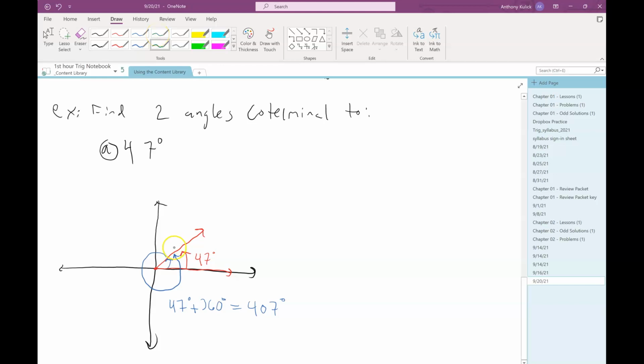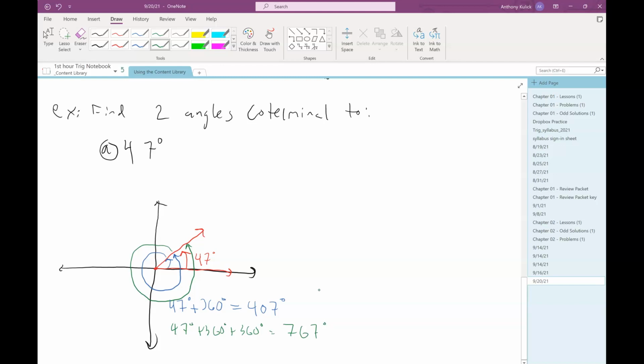And if I wanted another coterminal angle, well, I do the 47, I do one spin, and then I do another spin. So here I have two spins. So like 767. Everybody's okay there?